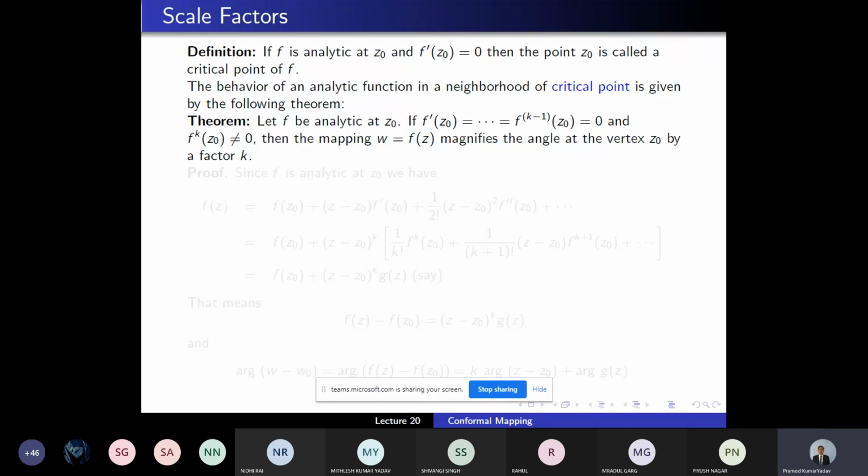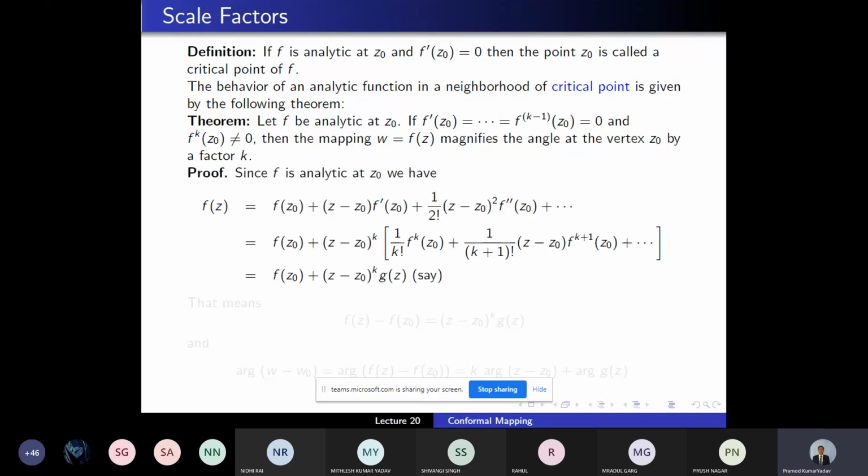So if f is analytic and its derivatives up to order k minus 1 at z naught are 0, but its kth derivative at z naught is not 0, then the mapping w equal to f z magnifies the angle at the vertex z naught by a factor k. And in fact, that mapping is a conformal mapping.